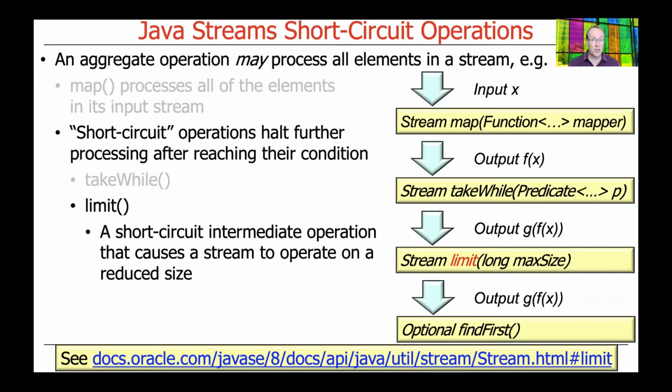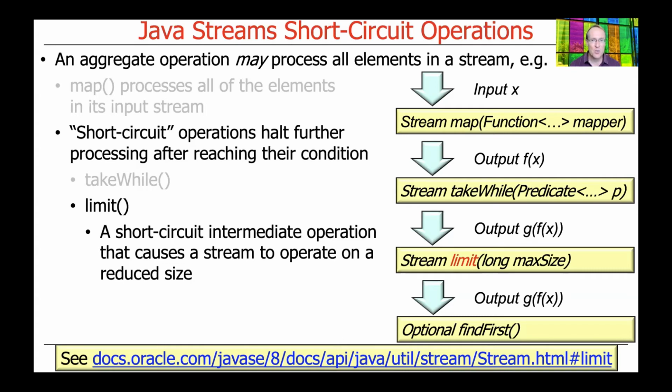Limit, we've talked about that before. That's a short-circuiting intermediate operation that causes a stream to operate on a reduced size. It's also stateful because it has to keep track of how many elements it's seen. You pass in a parameter, which would be whatever the max is that you're willing to handle. Let's say the max is 100. Once the stream's framework realizes you've processed 100 elements, it will say, okay, we're done, no more processing from this stream, and we're going to essentially break out. That's kind of like having a loop iterating from 0 to 1,000, and you have an if statement in there that says, if this is the 100th element, break. So that's kind of the equivalent of what limit does.